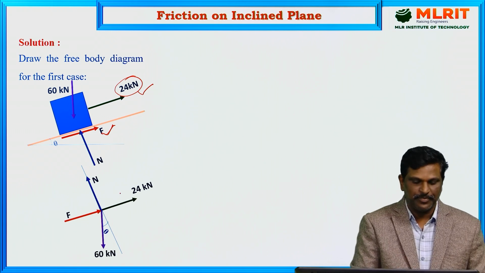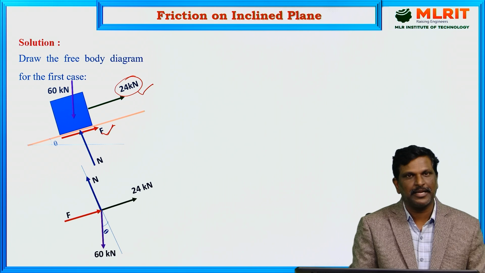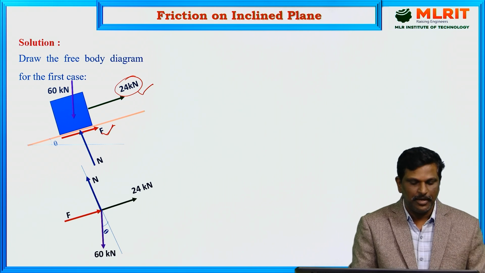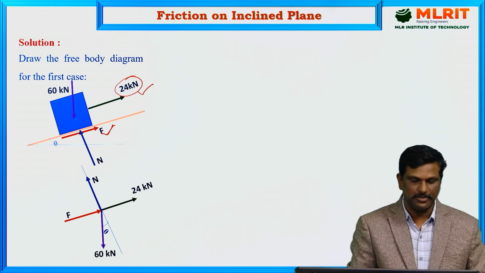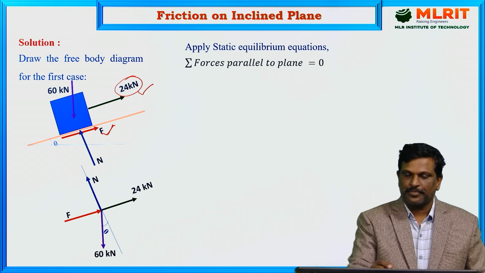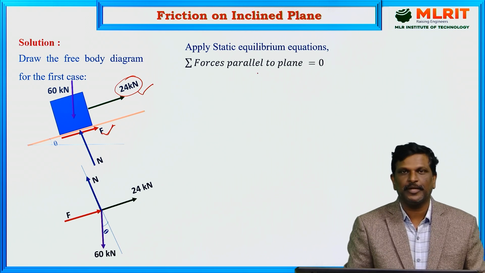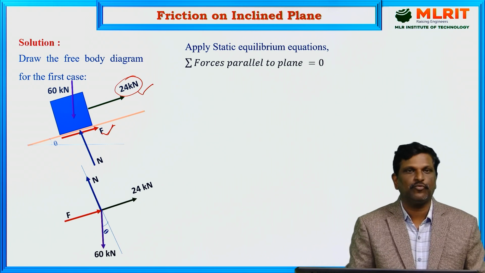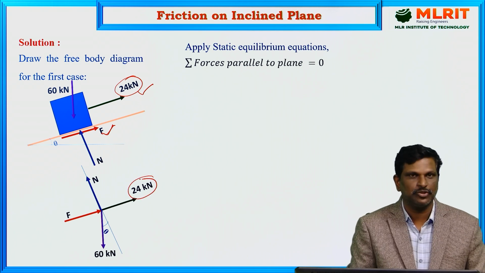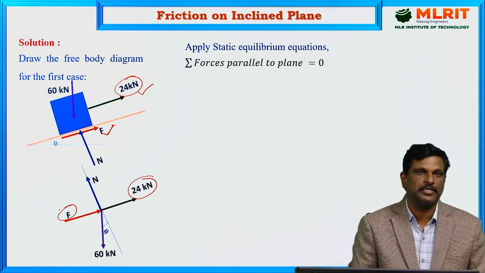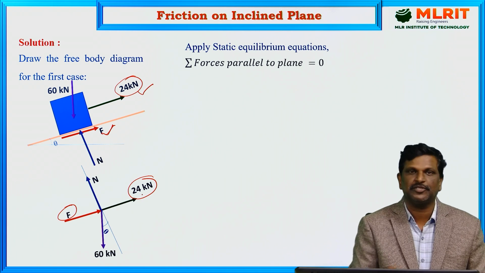That means the sum of forces parallel to the plane is equal to 0, and the sum of forces perpendicular to the plane is also equal to 0. Then only the body will be under equilibrium. Now take the first condition: sum of forces parallel to the plane equal to 0. Let us find how many forces are acting parallel to the plane. Here 24 kilonewtons is parallel to the plane. F is also parallel to the plane, in the same direction as 24.